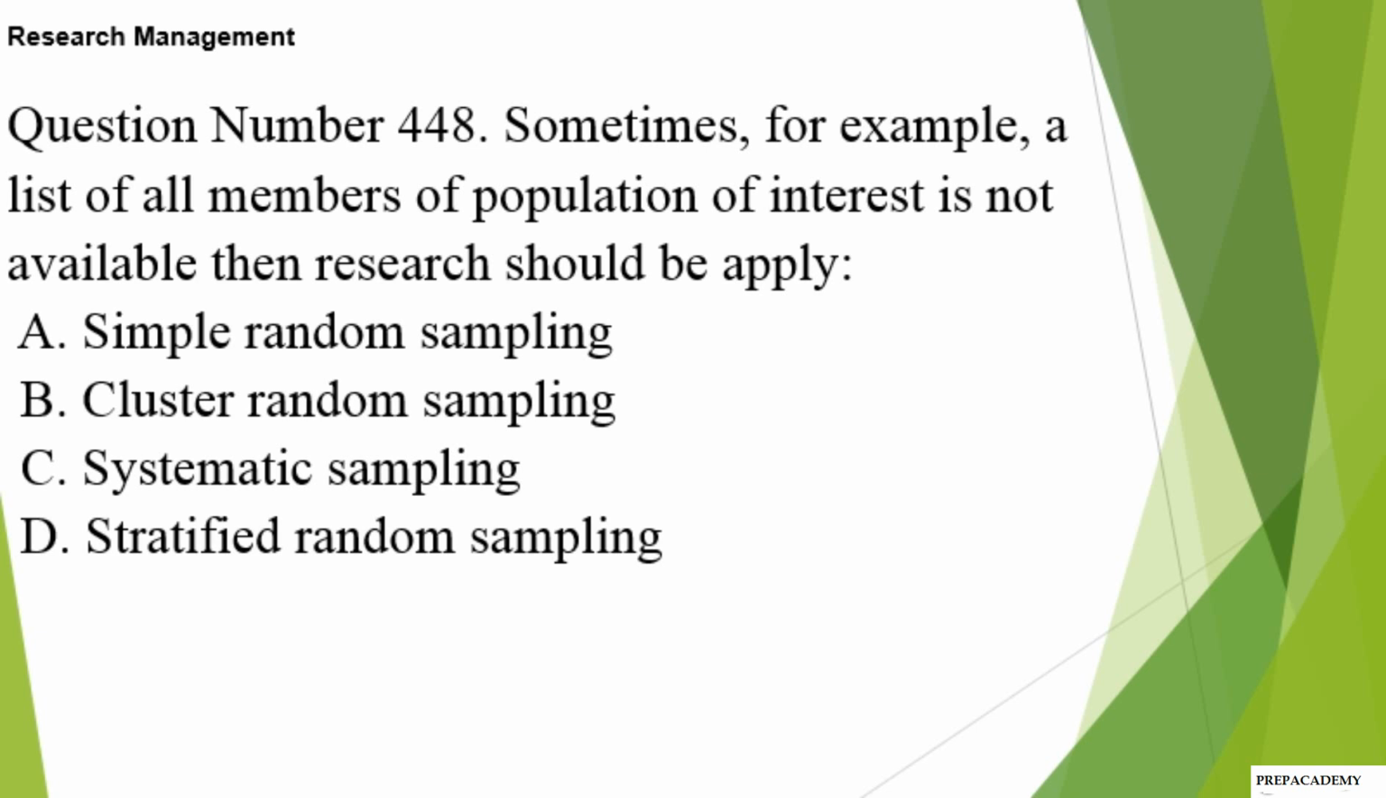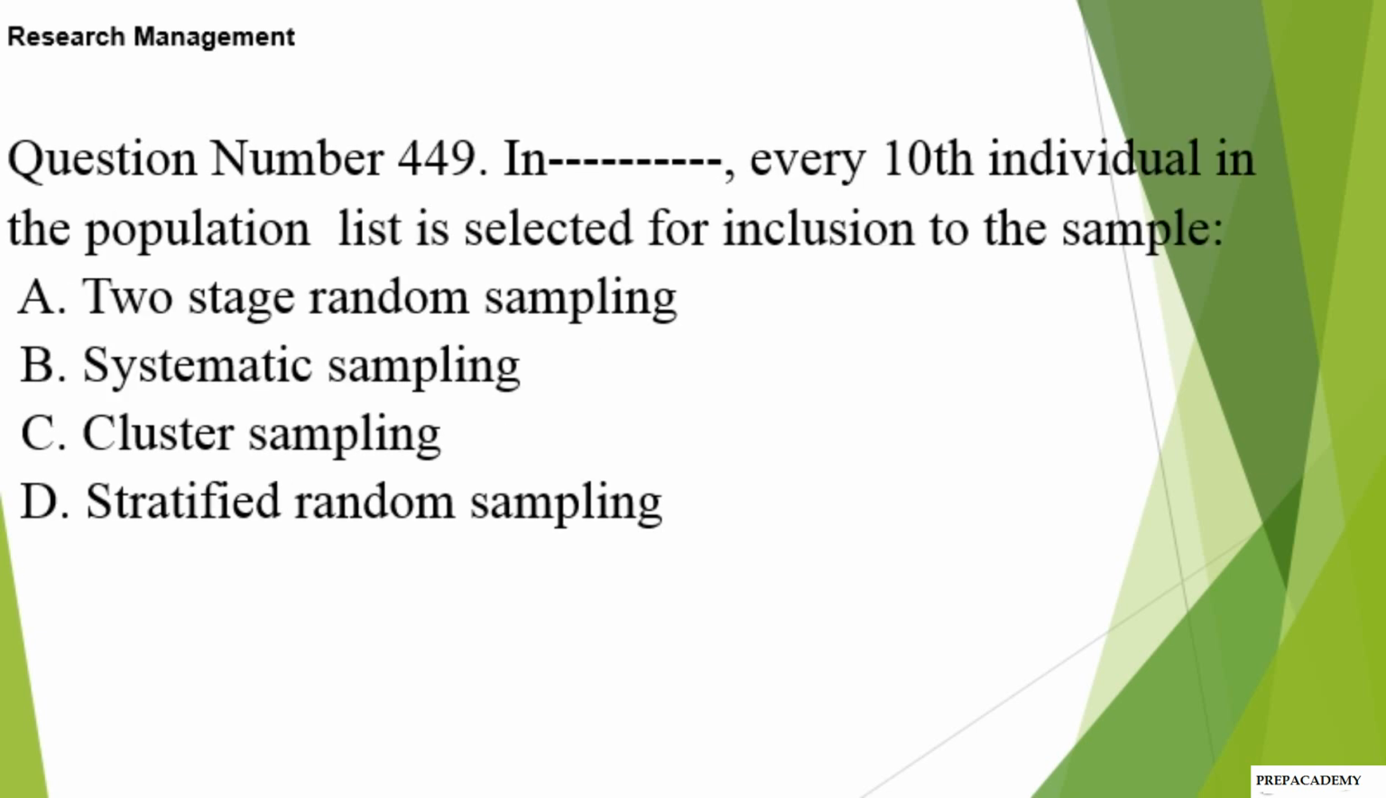Cluster random sampling. Question number 449. In which every 10th individual in the population list is selected for inclusion in the sample? A. Two-stage random sampling, B. Systematic sampling, C. Cluster sampling, D. Stratified random sampling. The correct answer is option B.